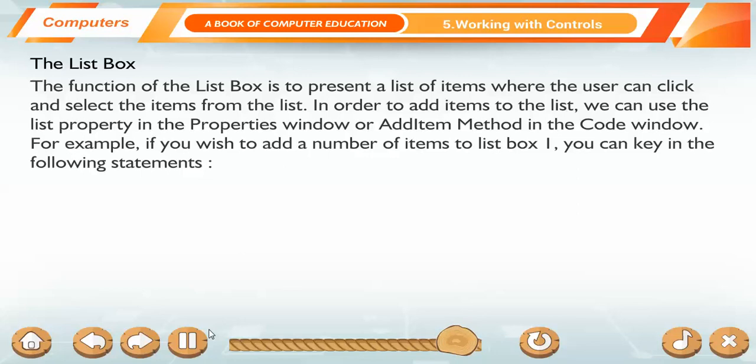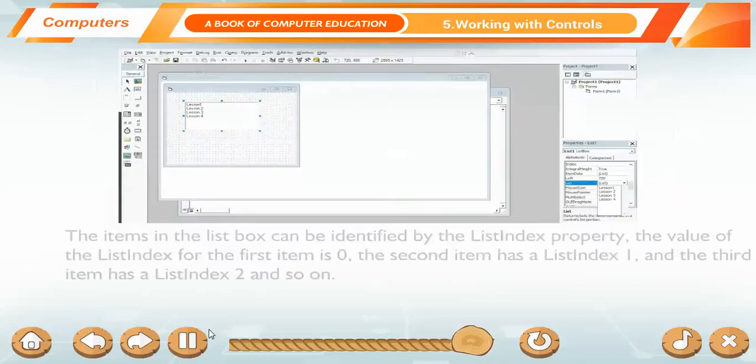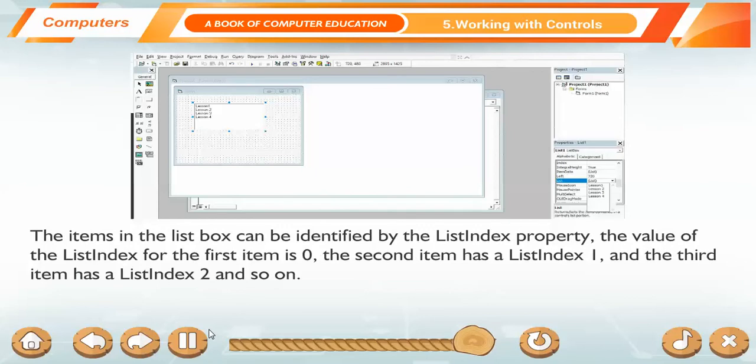For example, if you wish to add a number of items to list box 1, you can key in the following statements. Private Sub Form_Load. List1.AddItem "Lesson 1". List1.AddItem "Lesson 2". List1.AddItem "Lesson 3". List1.AddItem "Lesson 4". End Sub. The items in the list box can be identified by the ListIndex property.